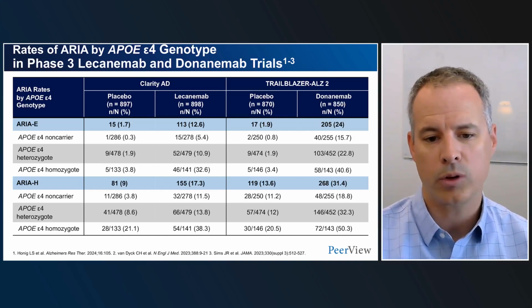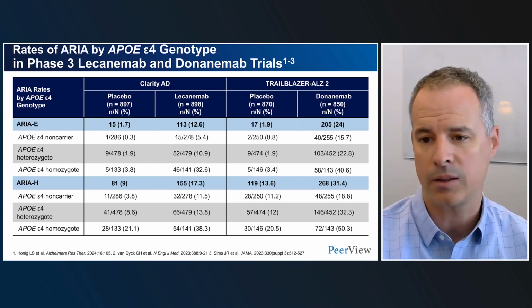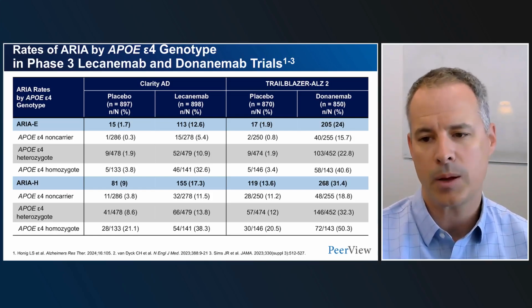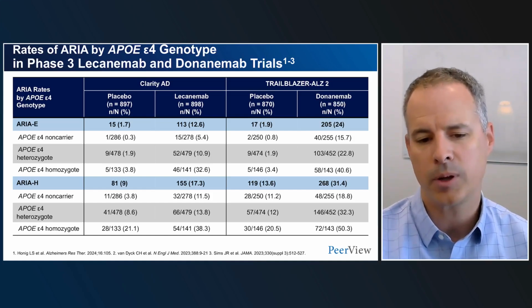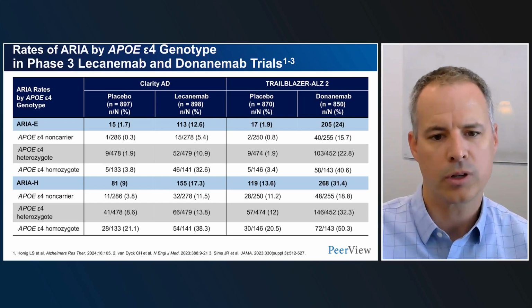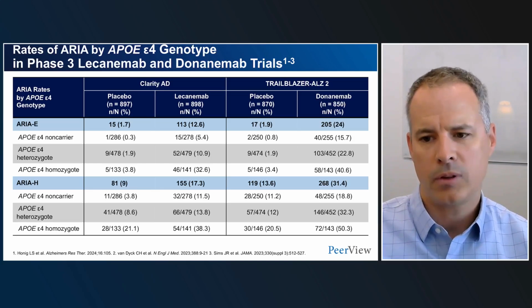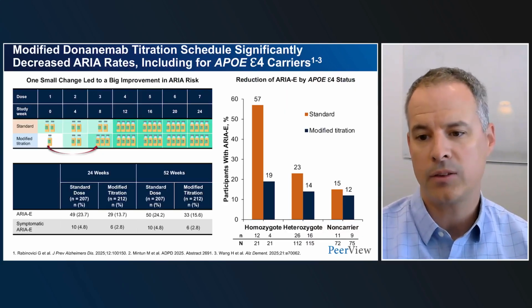Now, I think it's important when you're comparing these two studies to understand that the patient populations were not exactly the same. The donanemab trial used tau PET to stratify their patients and thus may have had patients that had slightly more pathology when they were treated. But these are still high numbers. So there's been some advance in this.